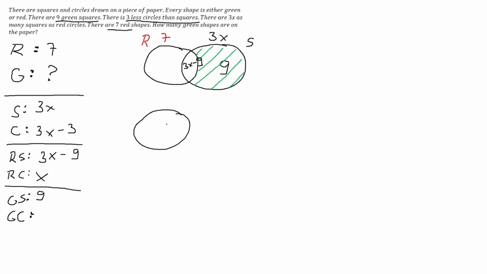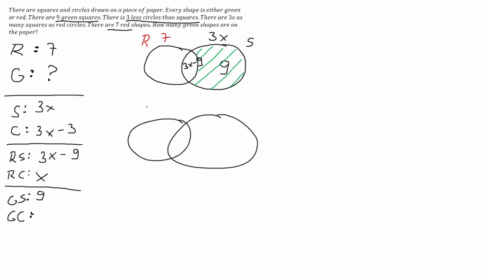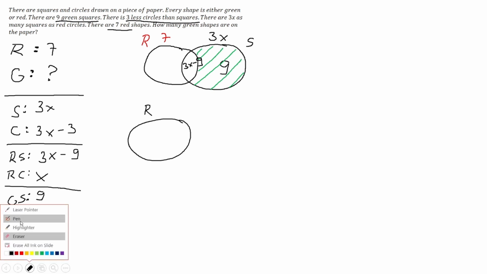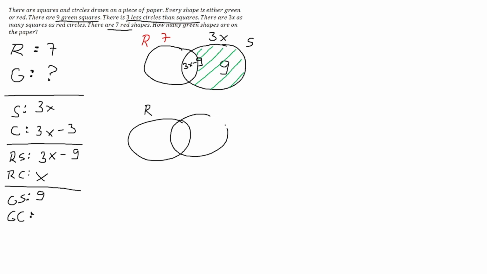Our second combination is the red shapes and the circles. So first we had the red shapes and the squares. Now we're going to have the red shapes and the circles. Sorry for my bad drawing. There we go. So as mentioned before, there are 7 of them. So R is 7. Then these circles are 3x minus 3, just like so.